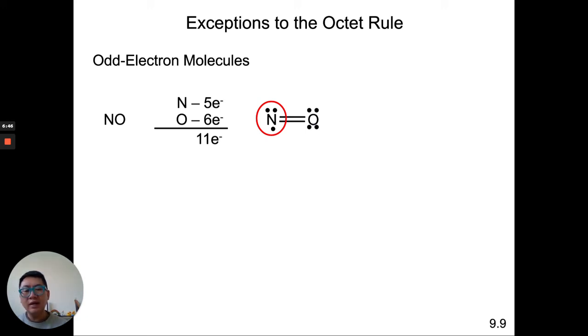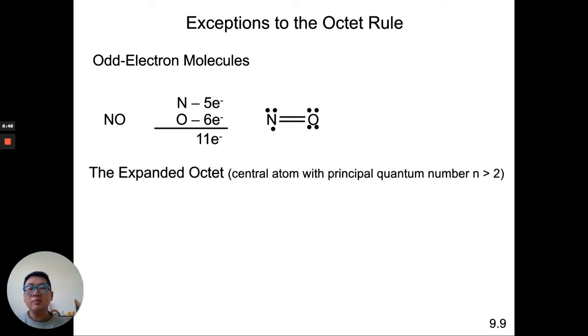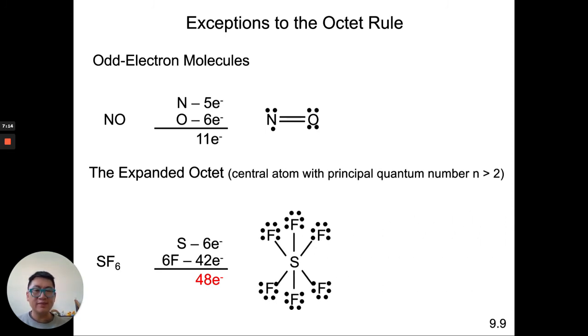Okay, so the last type of exception to the octet rule is called the expanded octet. That's where the center atom, usually this applies for center atoms where the principal quantum number is greater than 2, meaning the third row on the periodic table. This does not mean if it's the third row on the periodic table, it will be an exception. It can be. Just because it can be does not mean it will be an exception. SF6, sulfur is the center, surrounded by 6 fluorines. Well, they have to at least be single bonded. Otherwise, it's not part of the molecule.